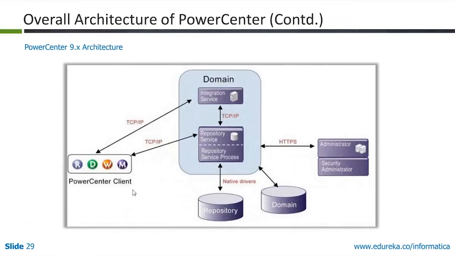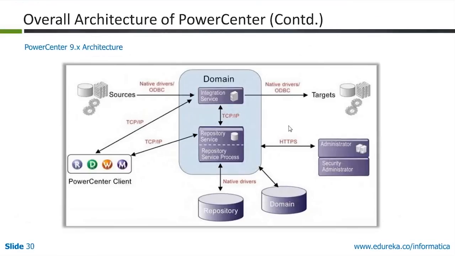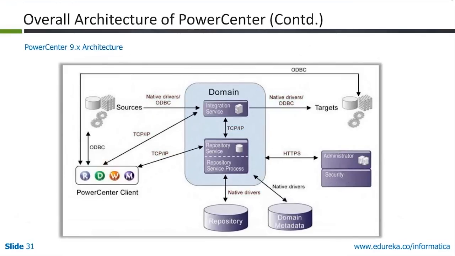We have a Tomcat web server installed by default whenever we are installing Informatica. That will actually host the Informatica administrator console. Then the sources and targets are also introduced. So sources communicate with Informatica either using native drivers or ODBC drivers. And again, the communication of the target is also the same, using ODBC or native drivers. Now, this is the overall architecture of PowerCenter, right?